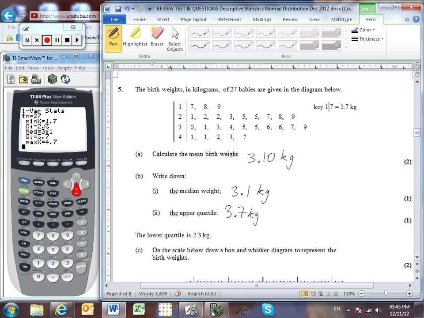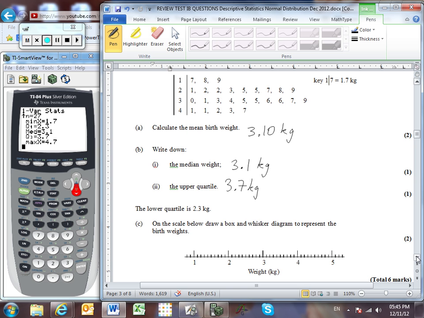On the scale below, we need to draw a box and whisker diagram to represent the birth weights. Alright, well, according to the stem and leaf plot, 1.7 is my lowest birth weight, while 4.7 is my highest. So these are going to be the ends of my whiskers. Now let's put in the median of 3.1. We'll put in the lower quartile of 2.3. And we'll put in the upper quartile of 3.7. We'll draw a box around those values, and now extend our whiskers out to the min and the max, and there's your box and whisker plot.